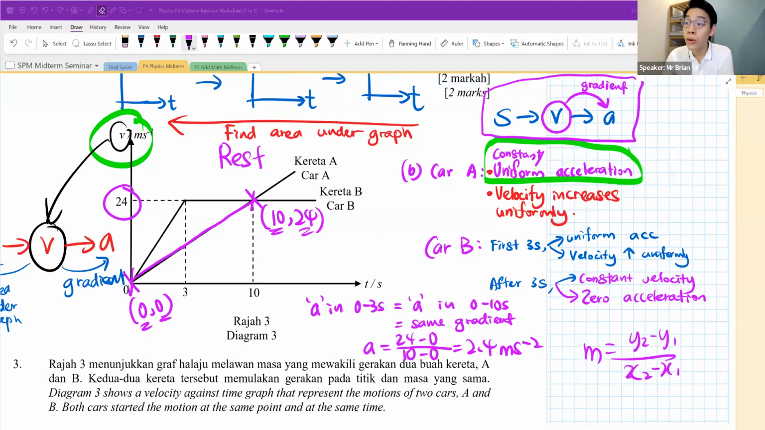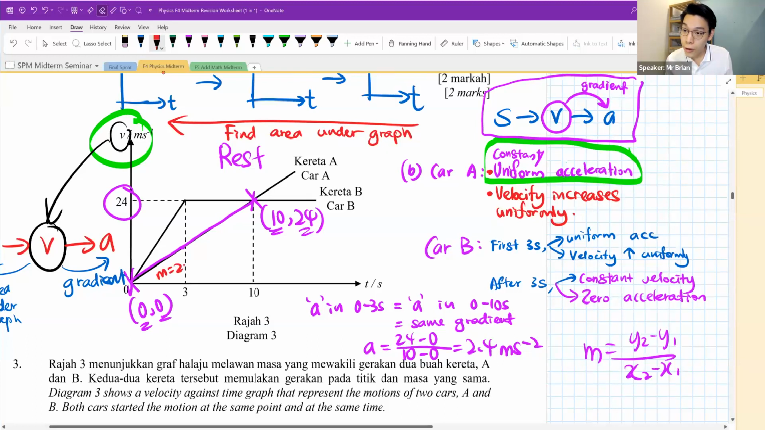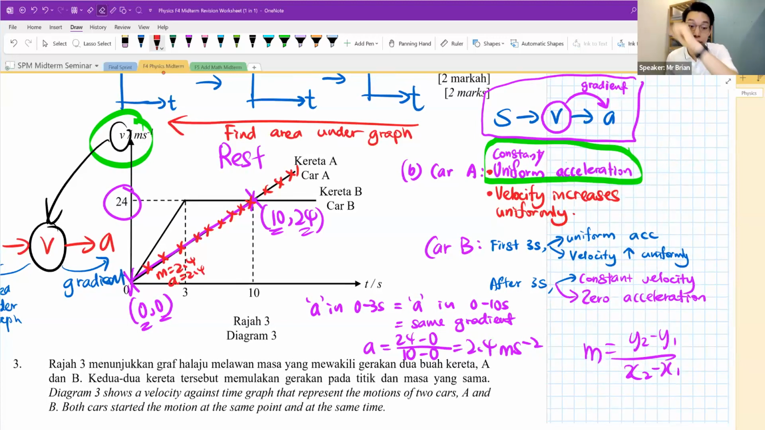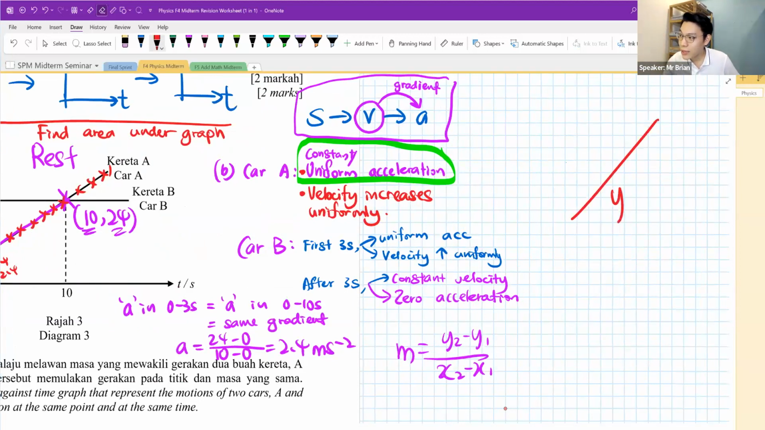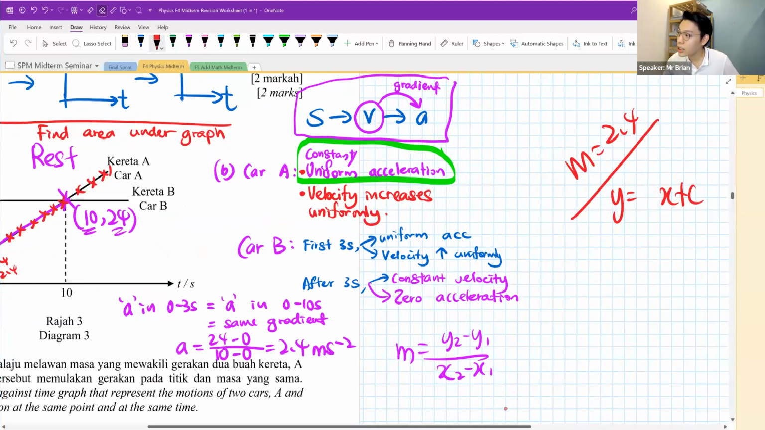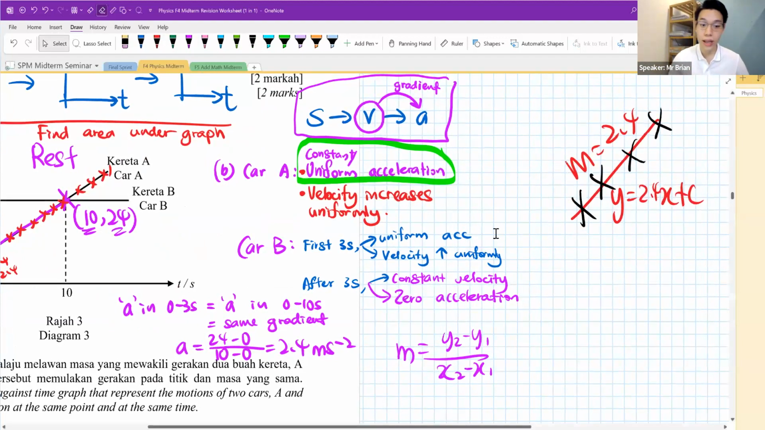Somebody say, do I need to divide by 10 and times 3? No. You're understanding wrong already. The gradient here is 2.4. The gradient of this line is 2.4. This one also 2.4. Here also 2.4. Anywhere here is all 2.4. The gradient is always the same, meaning the acceleration at any point is always the same. Don't go and divide. Same only. Hello, you all learn already, ma? Y equals mx plus c. This gradient is 2.4. It doesn't change. Whether you are here or here, gradient same.